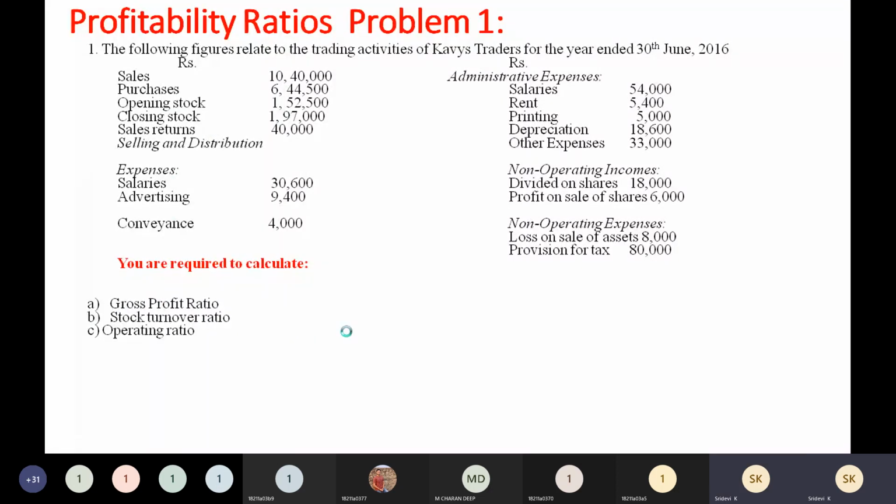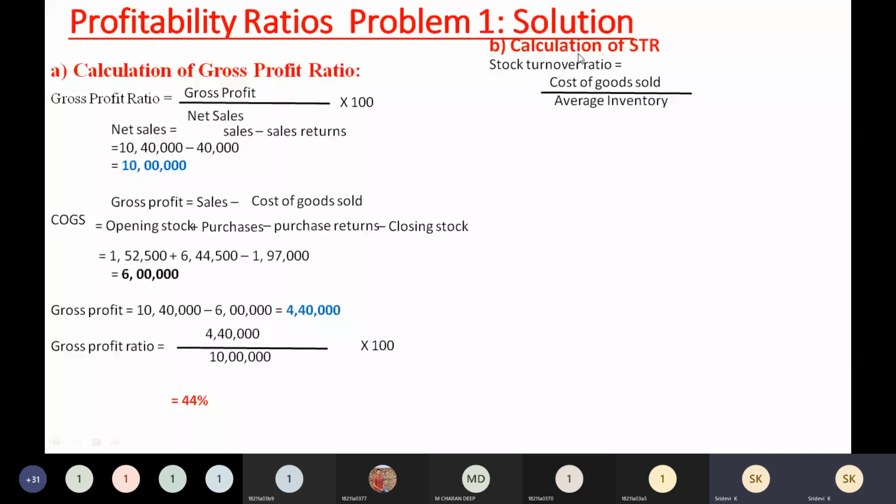So now let us take the cost of goods sold, already calculated here, 6 lakhs we got. While calculating gross profit, I have taken directly 6 lakhs; I am not calculating it again for this. And the average stock is equal to 1,52,500 plus 1,97,000. So this is the opening stock and this is the closing stock. Divide it by 2.